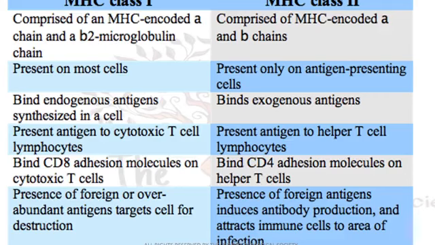Now this MHC class 1 presents antigen to cytotoxic T cell lymphocytes. Now MHC class 2 presents it to the helper T cell lymphocytes. Helper T cell lymphocytes have a CD4 adhesion molecule present, and the cytotoxic T lymphocytes, that is the CTLs, have a CD8 marker molecule. That is, CD8 is present on CTLs and CD4 is present on T helper cells. Presence of foreign or overabundant antigens targets the cell for destruction.